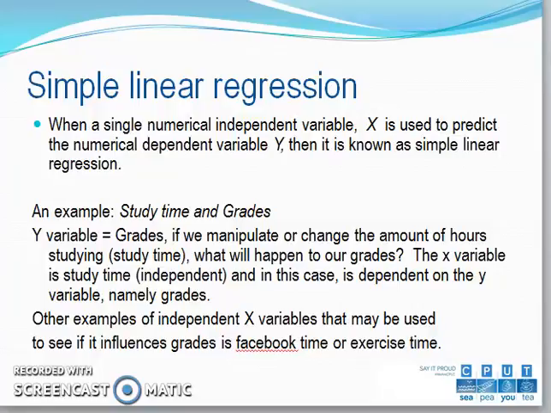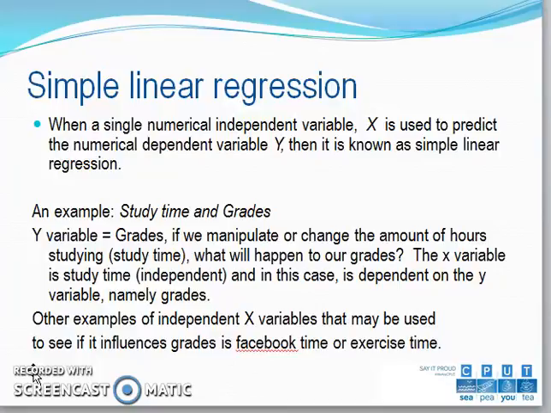So as with everything that we know in stats, we're going to collect a sample. And when we collect the sample, for each one of the observations in our sample group, we will have two numerical values. We'll have one numerical value for the independent variable, which we refer to as x, and for the same observation in that sample group, we will also have a numerical value for the dependent variable, which is known as y.